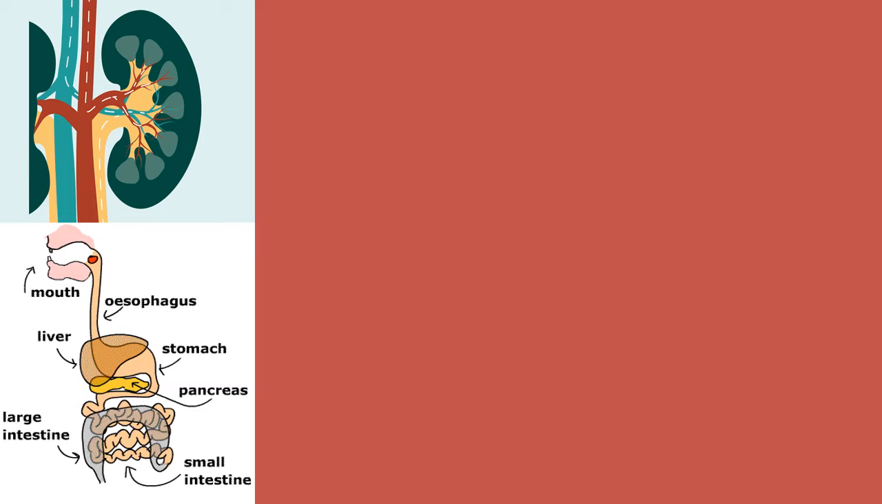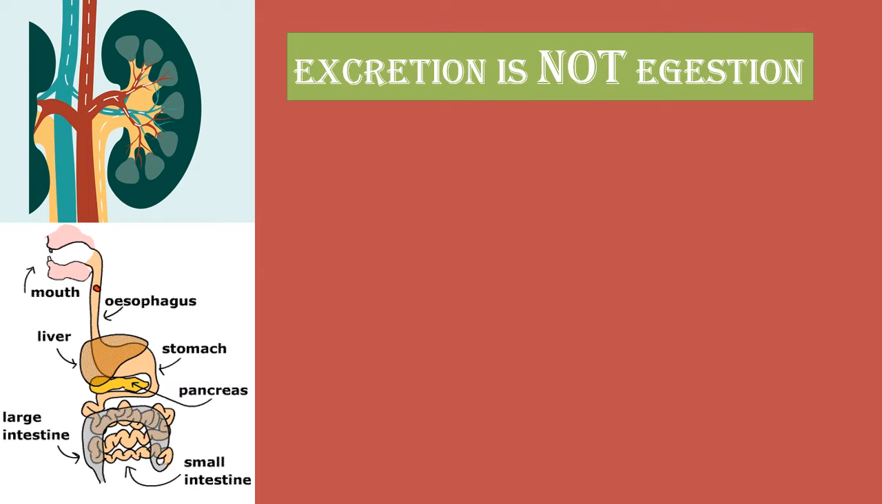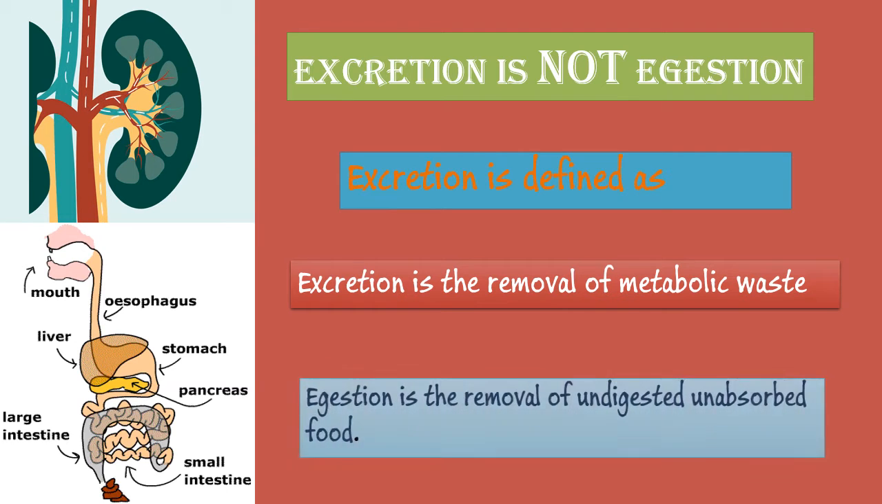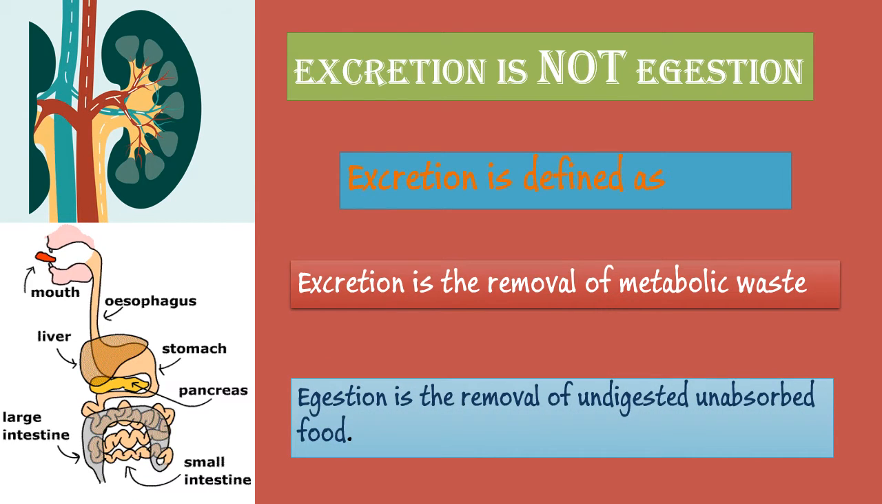It's important that you know the difference between excretion and egestion. Now, excretion is not egestion. Remember, excretion is the removal of metabolic waste. But egestion is the removal of undigested, unabsorbed food. And this happens through the anus.